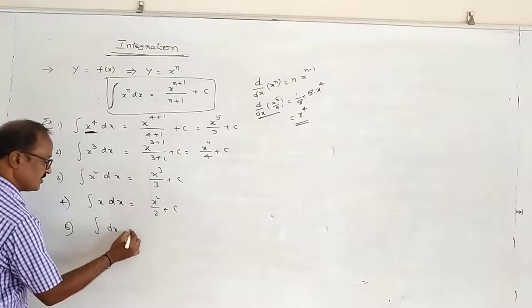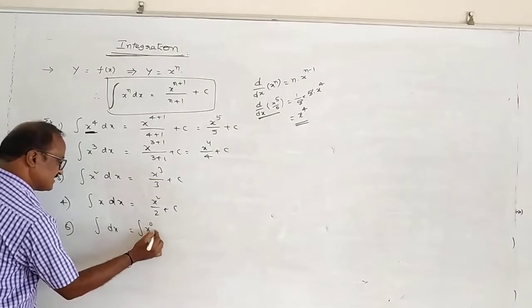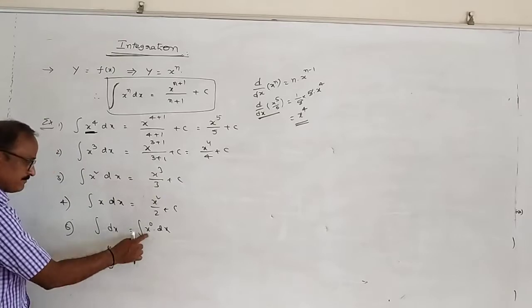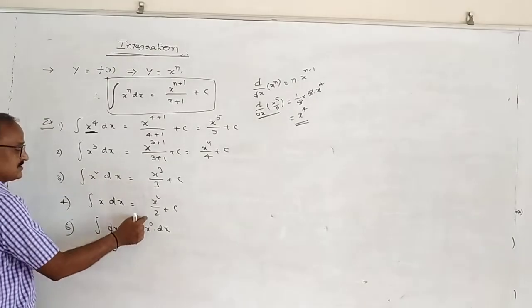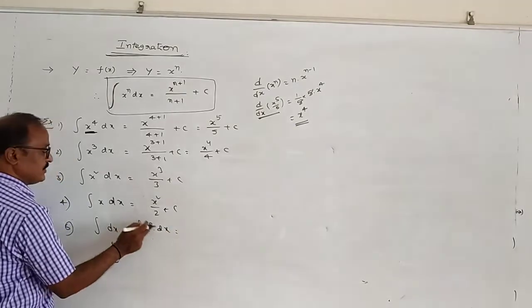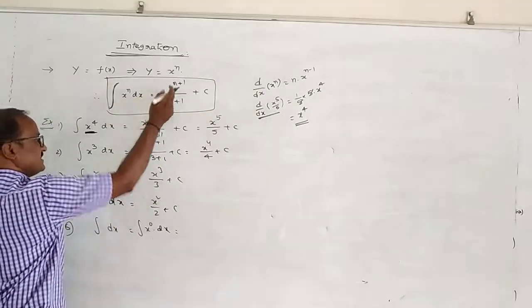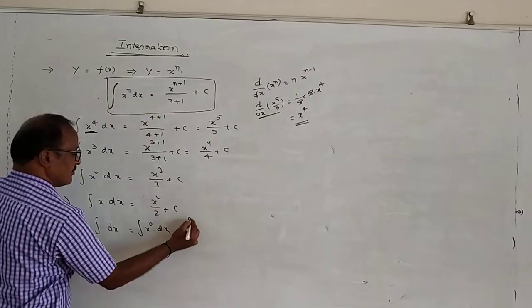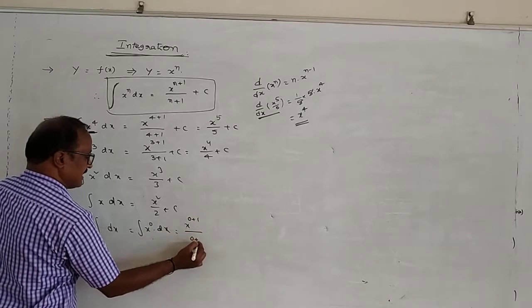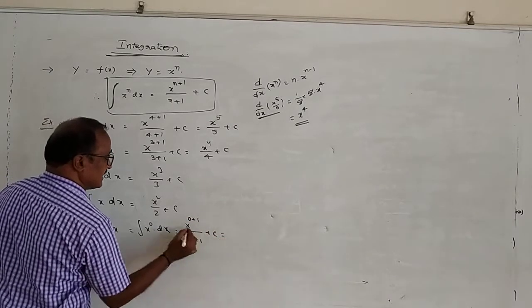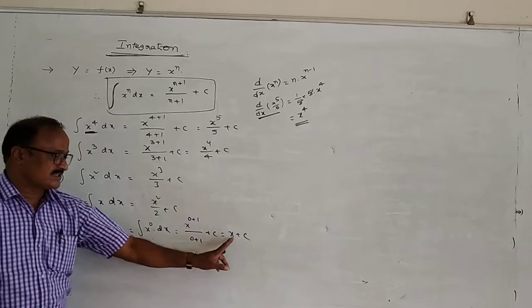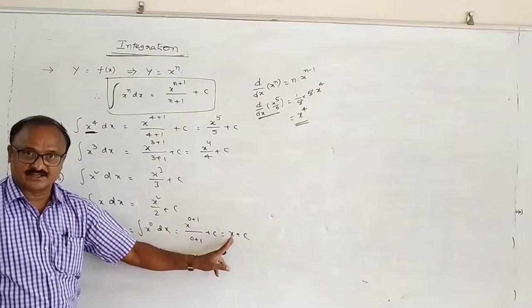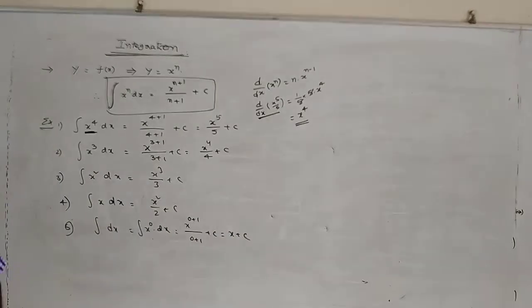Integral only dx. This can be written as x power 0 into dx, since something power 0 equals 1. So integral dx is written as integral x power 0 into dx. Using the formula, integral x power n dx is equal to x power n plus 1 by n plus 1 plus c, that is equal to x plus c. So integral dx is equal to x. So those are the basic formulas.